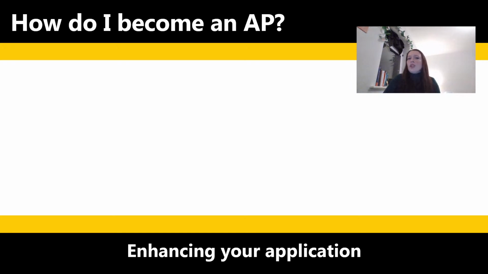So what can you do to enhance your application? Well, the way that job adverts are set out is you have essential criteria. So the things that I've just spoken about, you have to have that to be able to be shortlisted. If you don't have those things, then chances are you're not going to be shortlisted, and you're not going to be able to get an AP role without some of that.